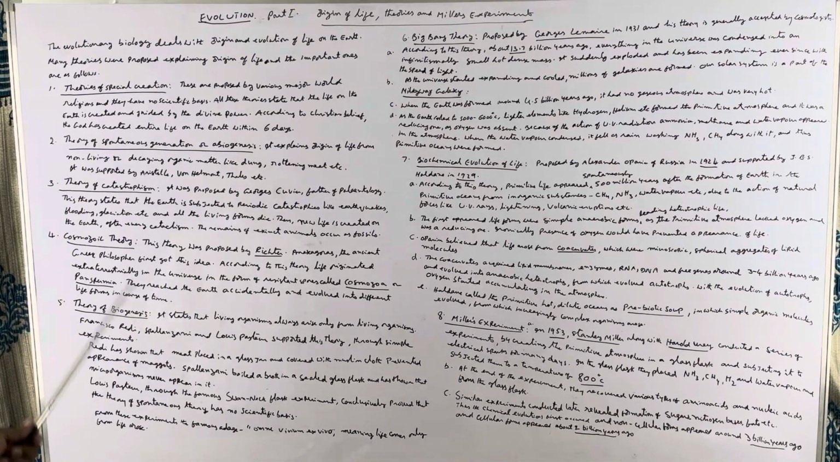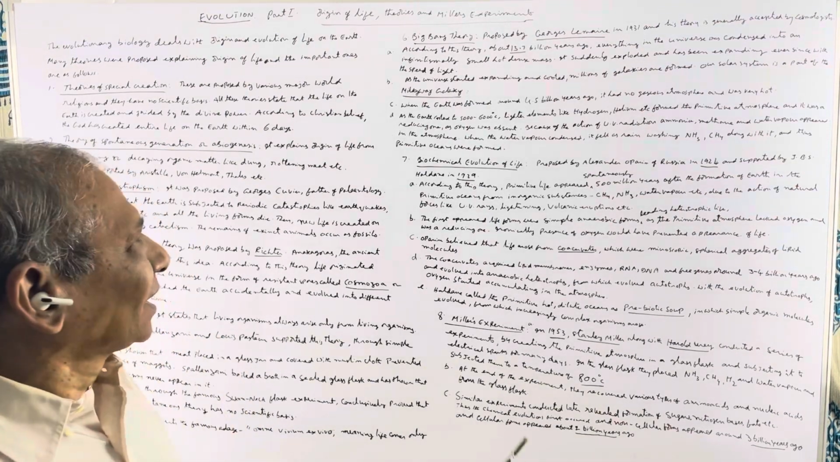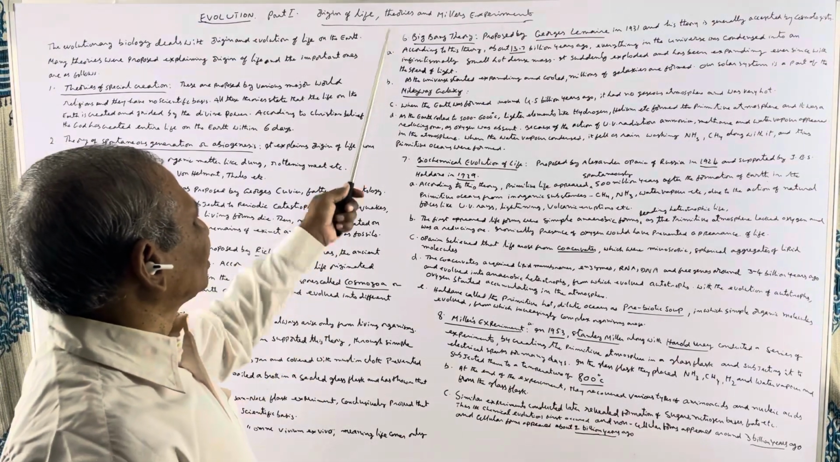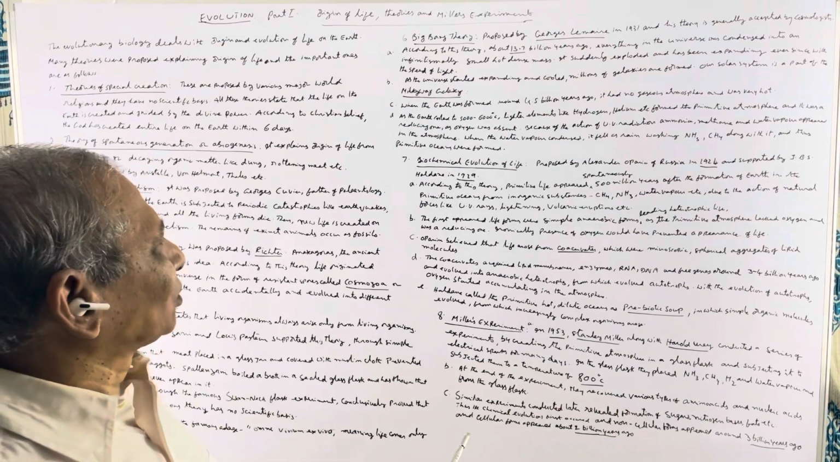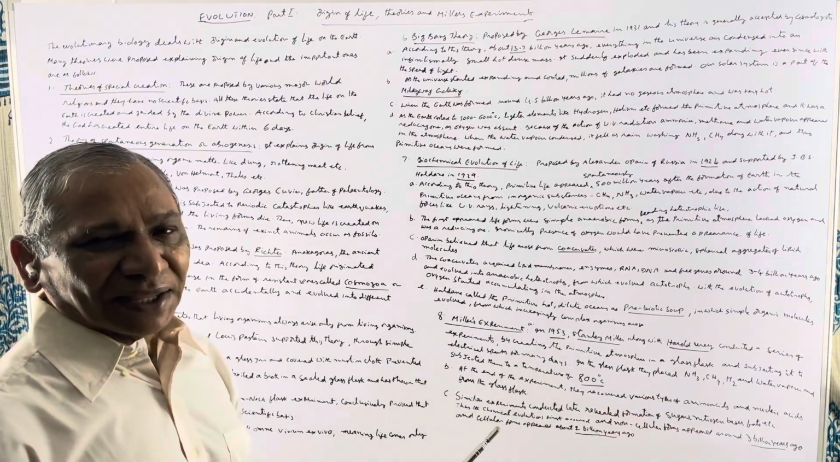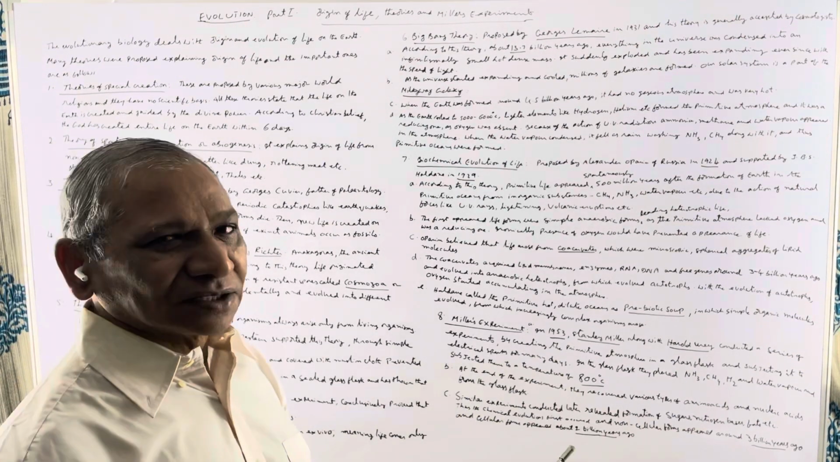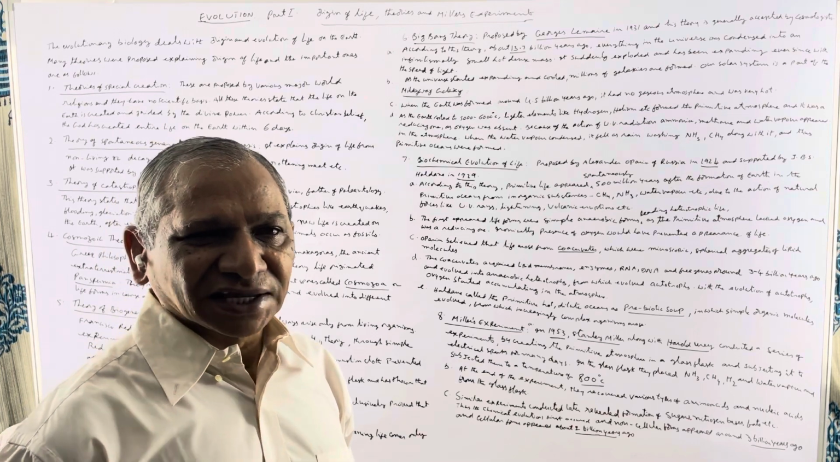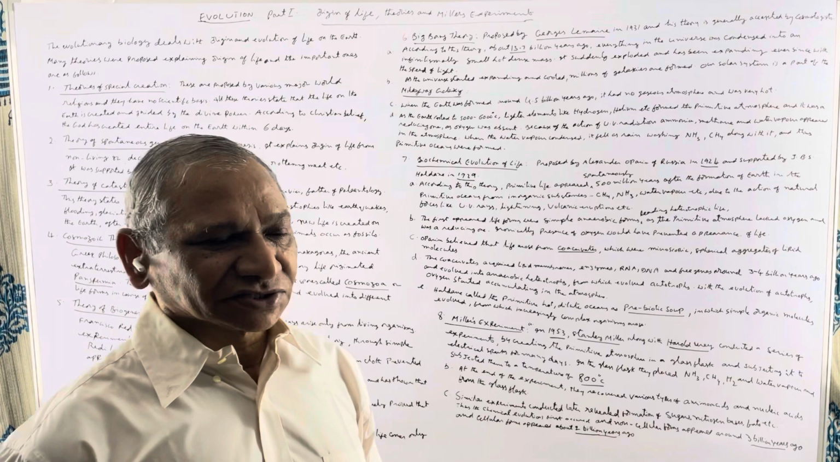So these are various theories proposing the origin of life on the earth. Now, let us study another theory known as the Big Bang theory. The Big Bang theory was proposed by Georges Lemaitre in the year 1931. And his theory is generally accepted by most of the cosmologists.